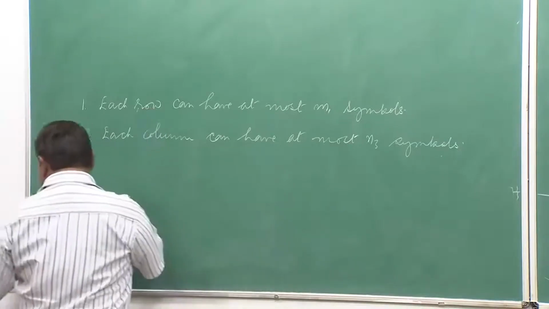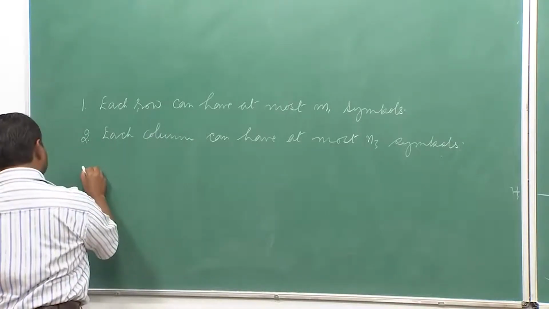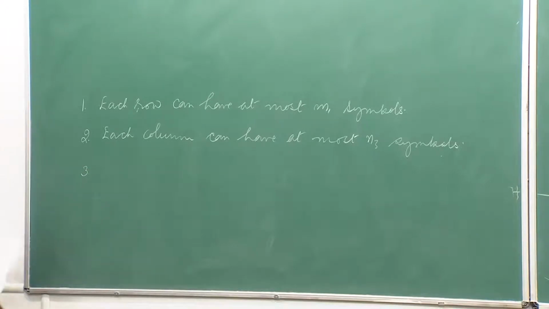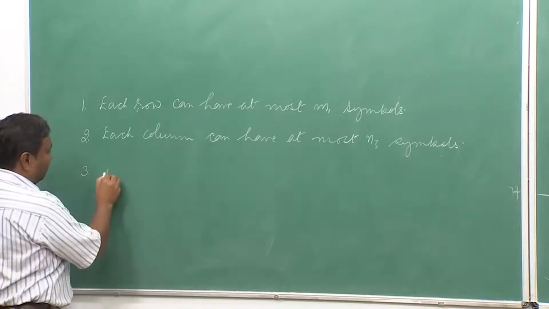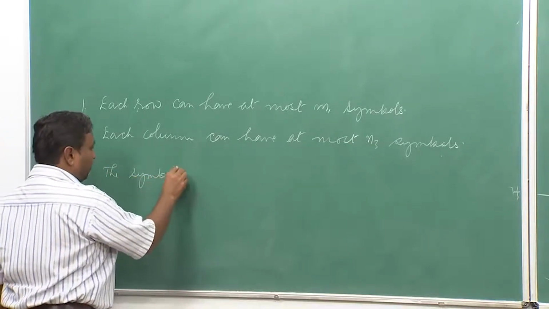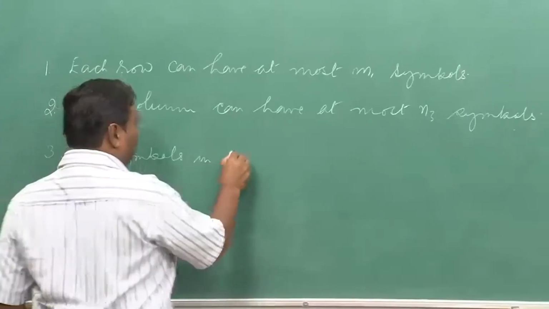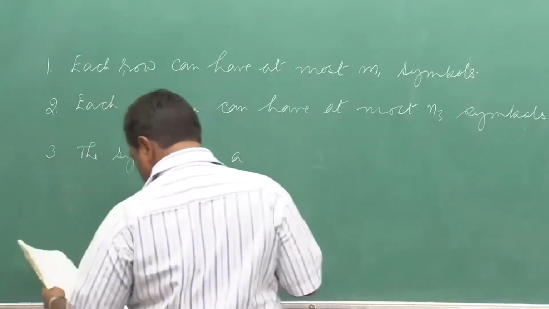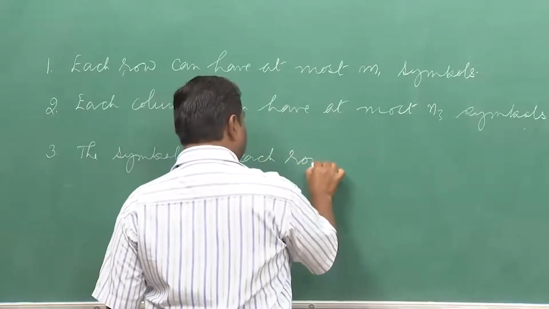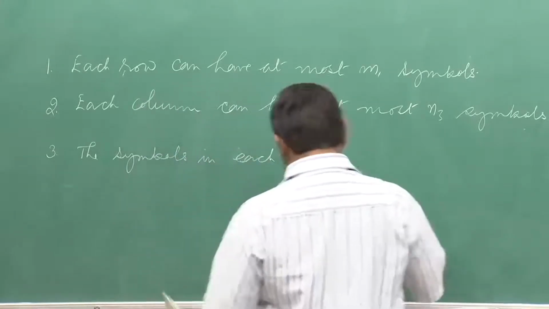Okay. The third statement which goes, now this is important: symbols in each row must be distinct.